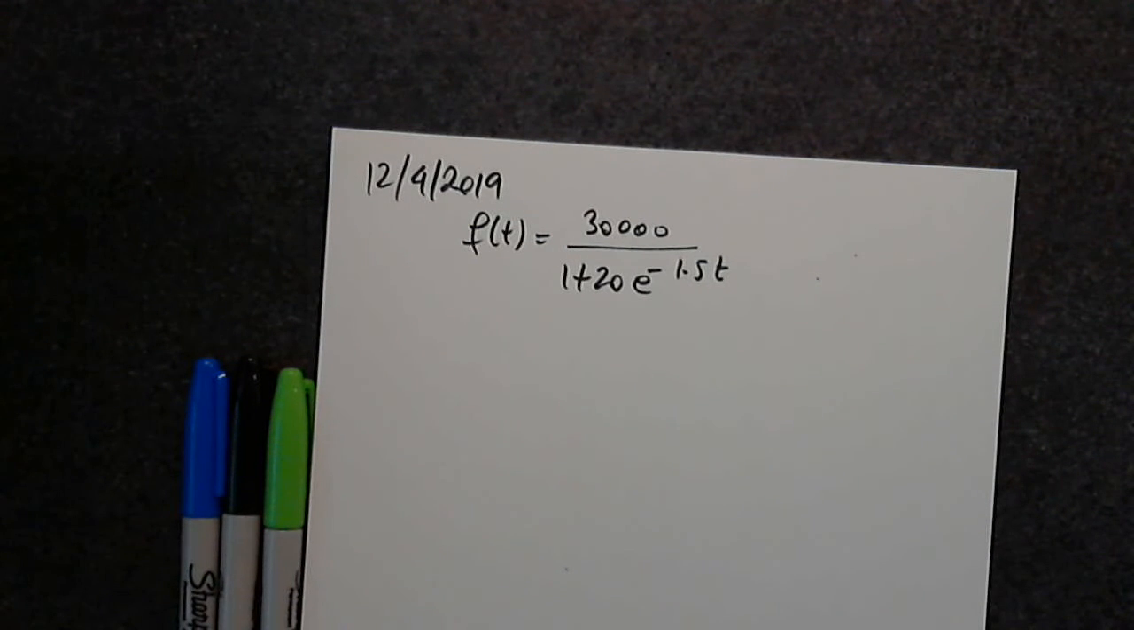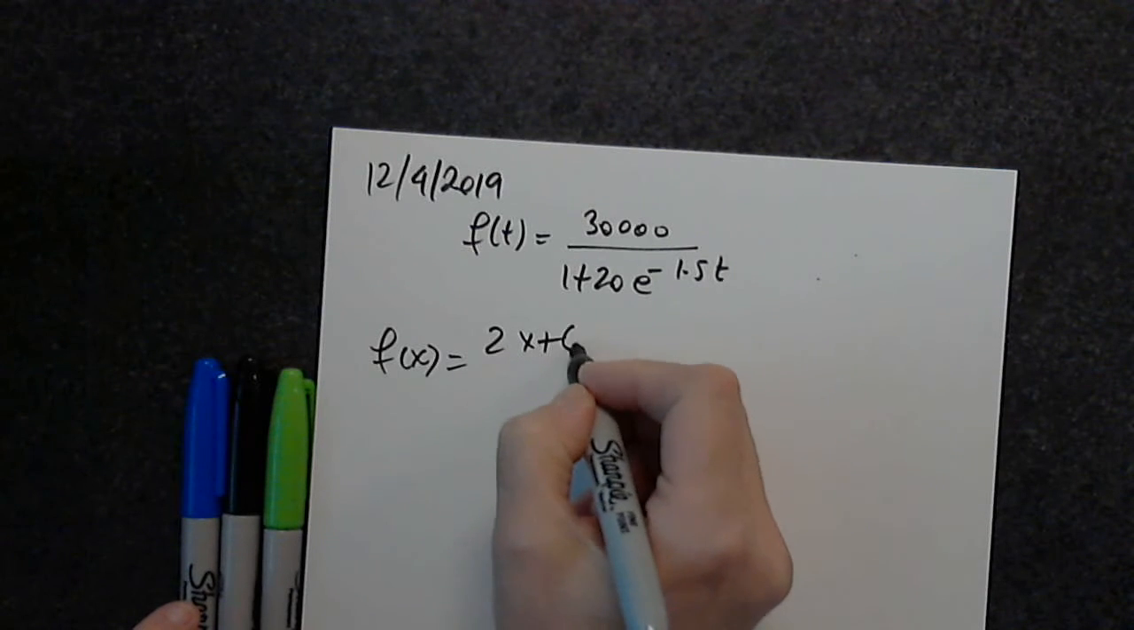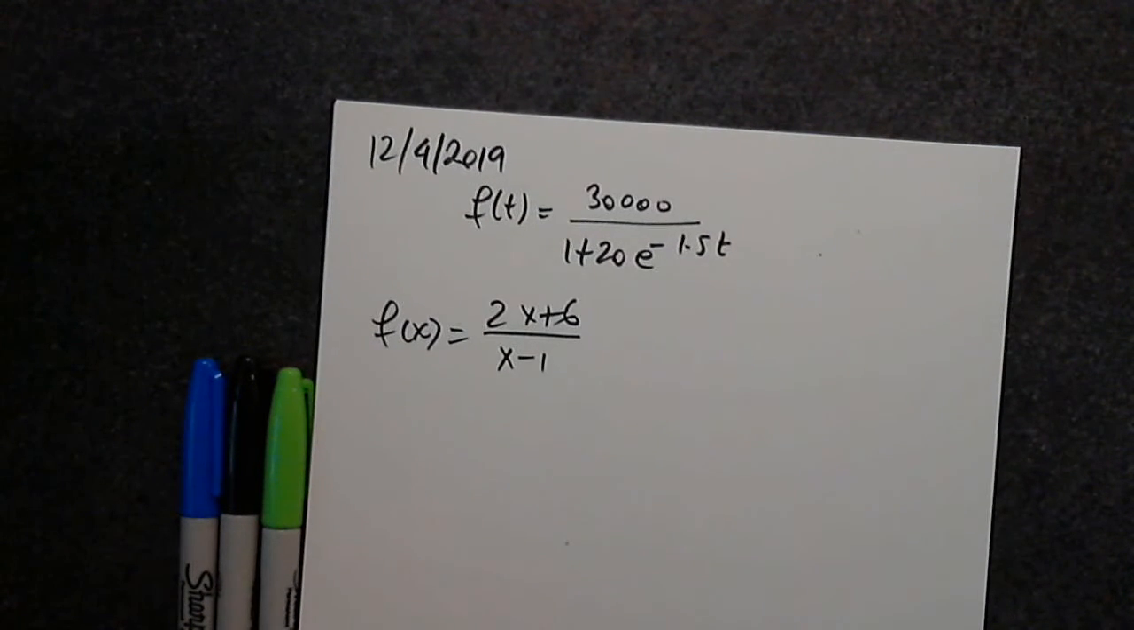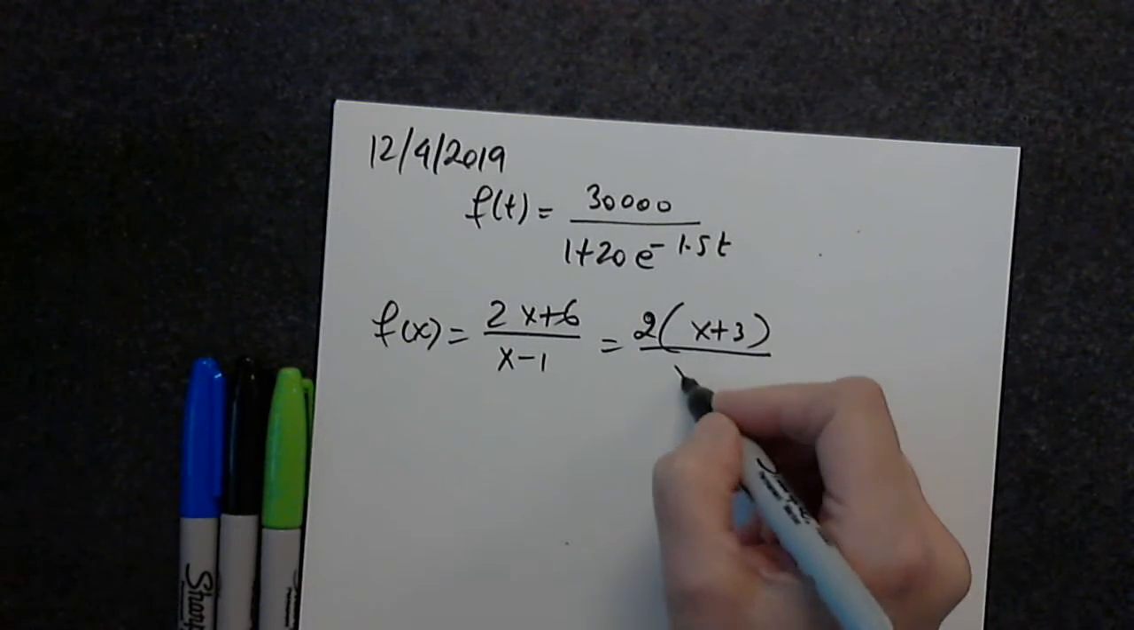2x plus 6 over x minus 1. So we're asked to graph this function showing everything: asymptotes, x and y-intercepts, etc. So the first thing I'm going to do, of course, is factor out 2 at the top.